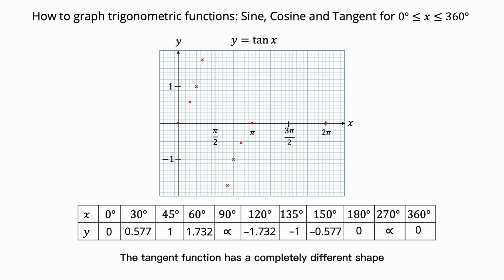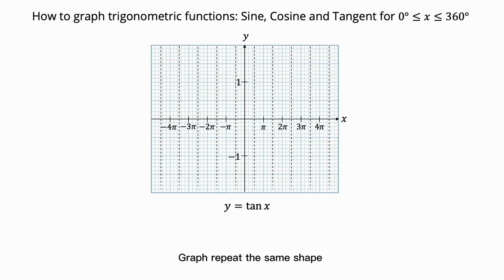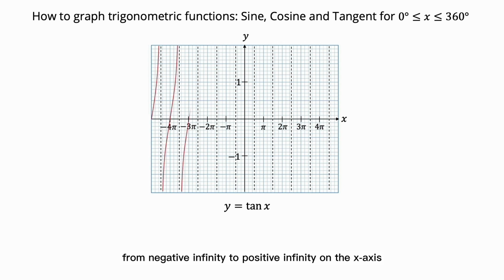The tangent function has a completely different shape. It goes between negative and positive infinity, crossing through 0 at every pi radians, 180 degrees. Graph the tangent function. The graph extends to the right and to the left because the graph repeats itself every pi radians or 180 degrees. The graph repeats the same shape from negative infinity to positive infinity on the x-axis.